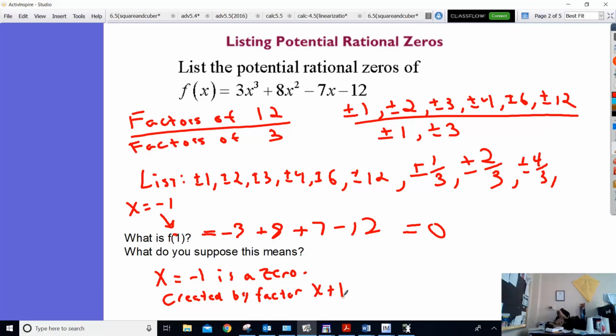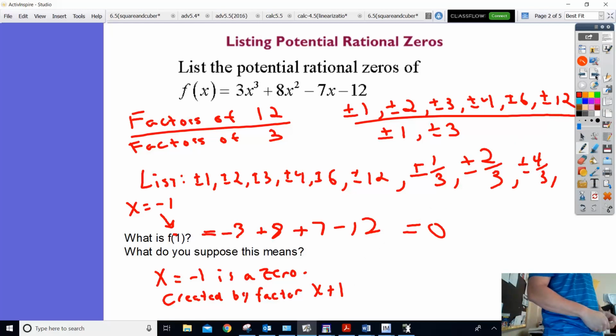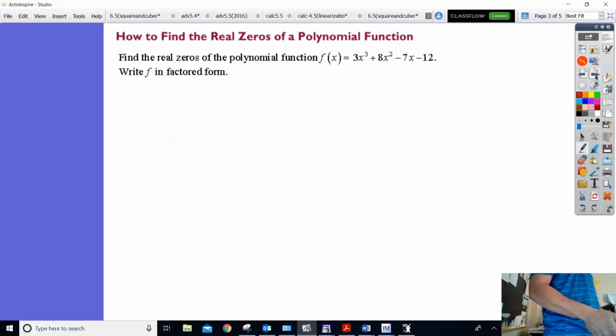All right. So anybody got any issues with that? Probably only going to do one example because you did so much of this stuff in Algebra 2 that you shouldn't need a whole lot of it. What's the objective here? Find the real zeros of the polynomial function f of x equals, oh, it's the same thing, isn't it? 3x cubed plus 8x squared minus 7x minus 12. And write it out in factored form.